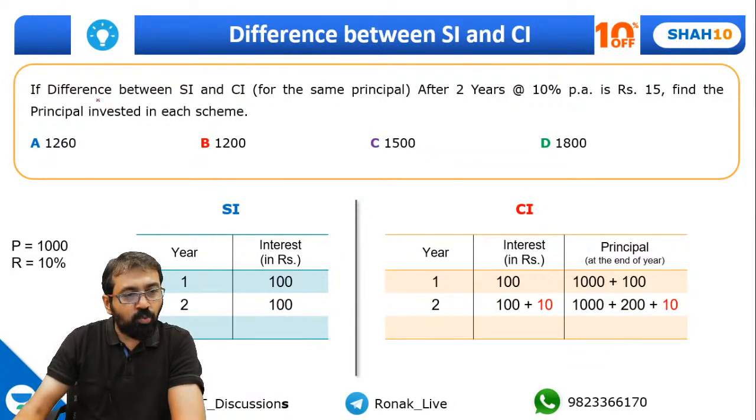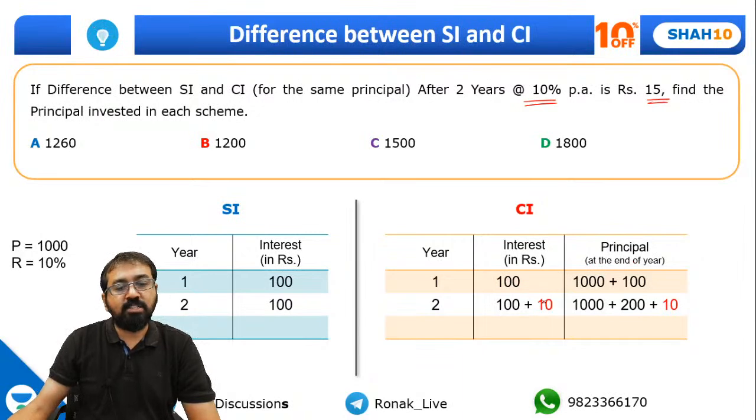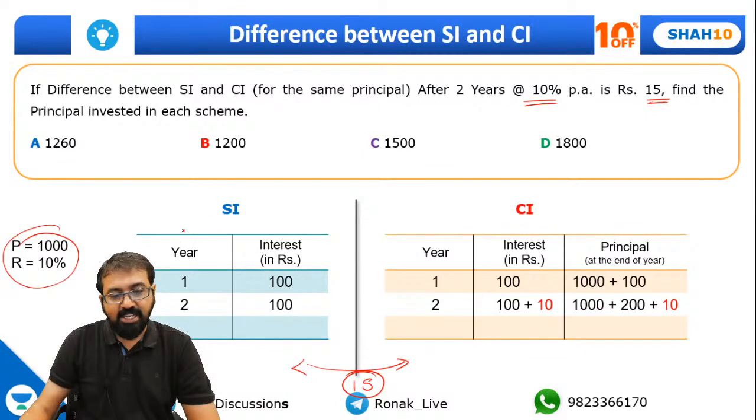Everyone, in this question, the difference between SI and CI after 2 years at 10% is 15 rupees. So the difference after 2 years is 15 rupees, right? This difference is given as 15 rupees. This is based on a different principal, so forget about this thing. The principal was 1000 over here, and the rate of interest was 10% over here.